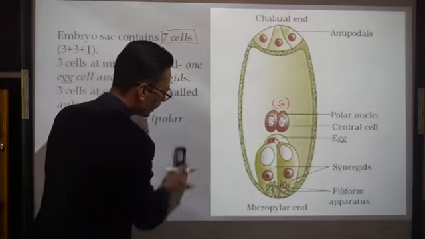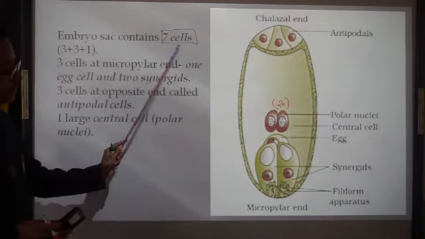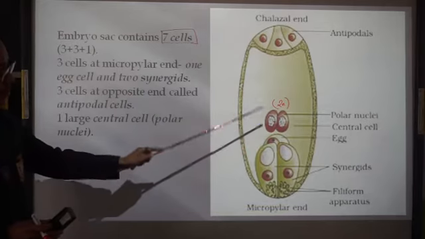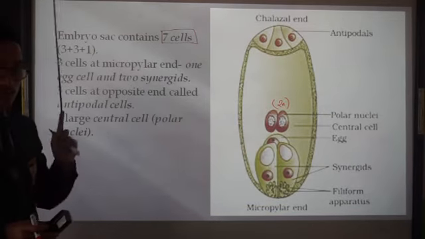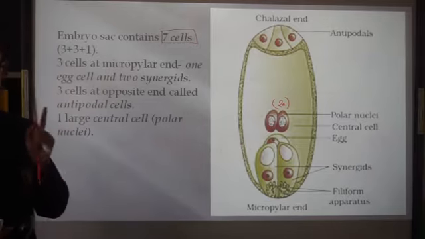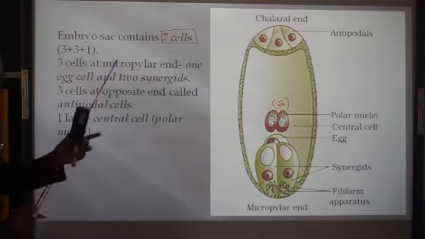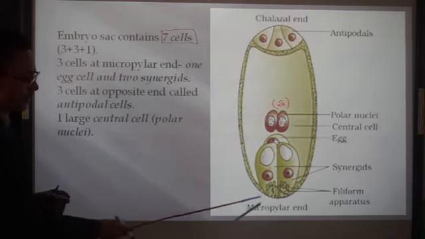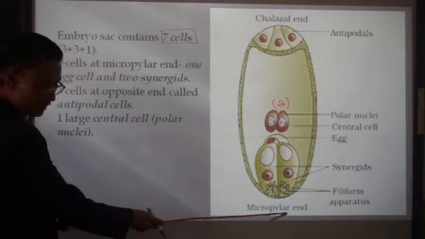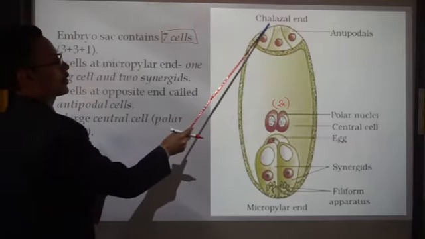So the first thing we have learned is that inside the embryo sac we will find 7 cells. Though there are 8 cells, the central cell will be considered as a single cell, which is formed by the fusion of two nuclei. First point. Second point, let's see now. Distribution of 7 cells. This particular end is called the micropylar end, and opposite to the micropylar end we will find the chalazal end.